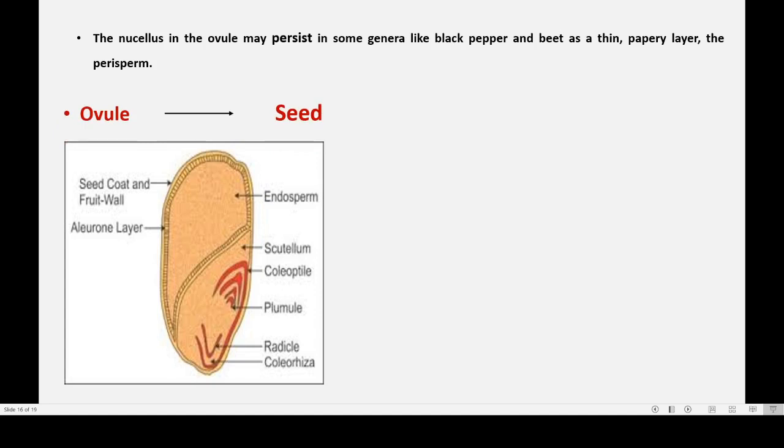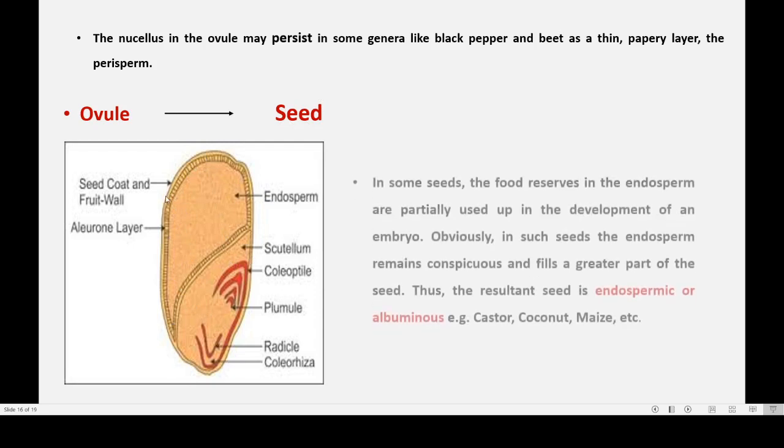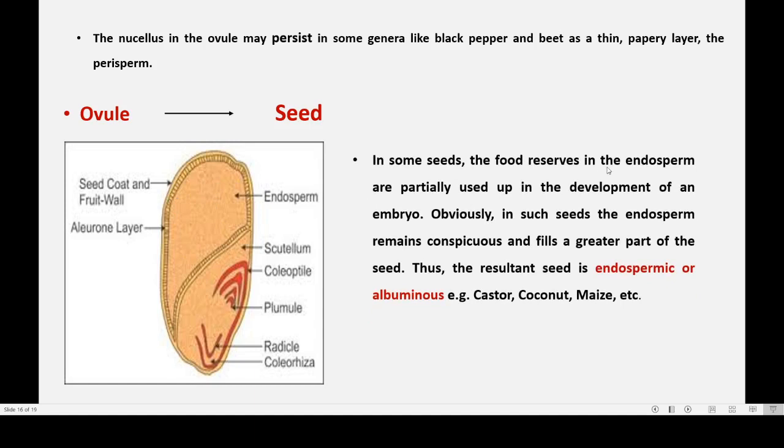Now after endosperm and embryo development, you will find that the ovule, inside which all the processes are taking place, converts into the seed. This ovule results in the seed. What you can see over here is a maize seed and this is nothing but the ovule. Here you will find that endosperm is present.